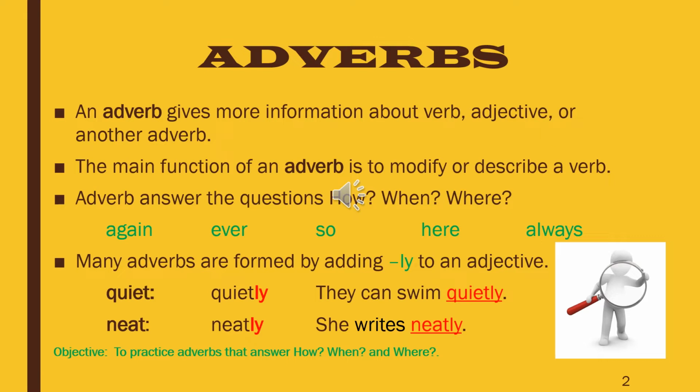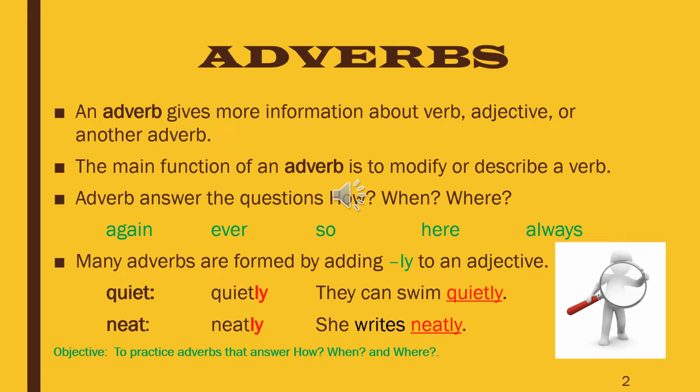Before I continue, I would like to make sure that you don't confuse it with adjectives. Remember, an adjective gives more information about a noun. But an adverb gives us more information about verbs, adjectives, or another adverb. Keep it in your mind. The main function of an adverb is to modify or describe a verb. Now, like we said before, an adverb can answer the questions how, when, and where.